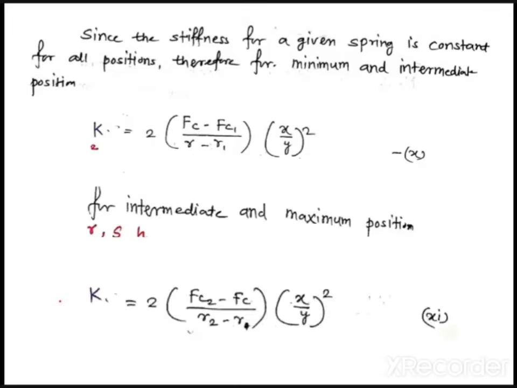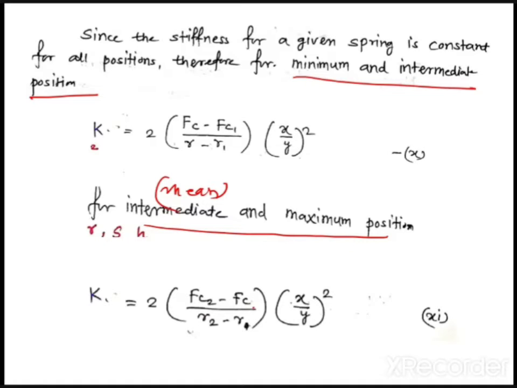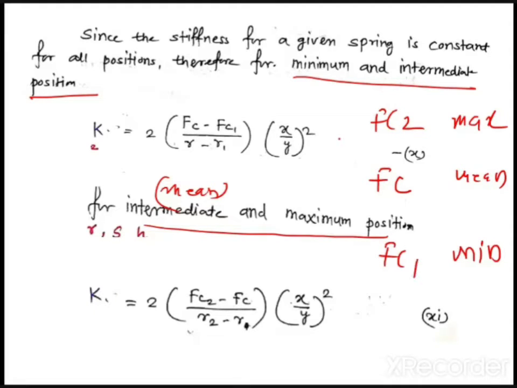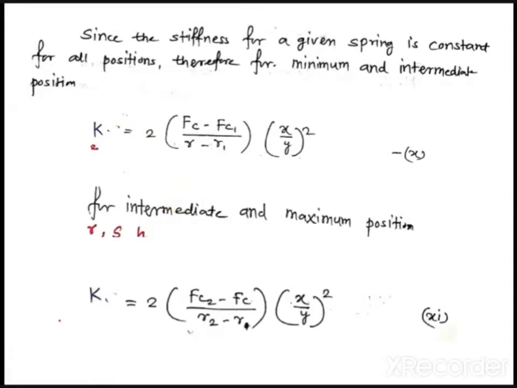So for minimum and intermediate position, you have Fc minus Fc1. For intermediate, meaning mean position, you have Fc2 minus Fc and R2 minus R. So this is the change, right? Because you have to understand that this is maximum, mean and minimum position. So maximum we have Fc2, Fc and Fc1, and R2, R and R1. So basically you can see that R2 is greater than R, and R is greater than R1. So accordingly you have to shift it, okay? I hope you have understood this.